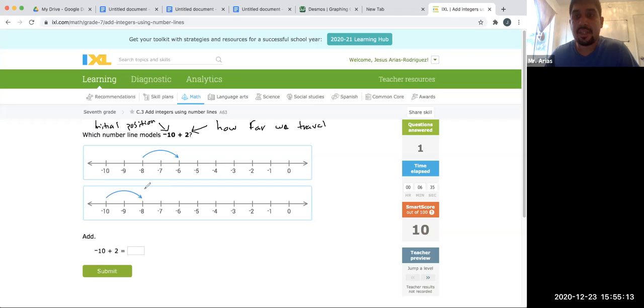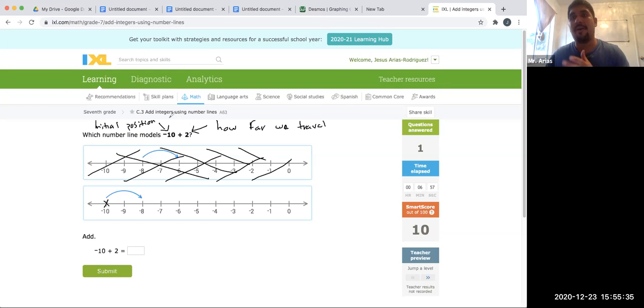The only graph that shows me the initial position as this -10 is the second one. So I can disregard automatically the first one. It's kind of like a pre-question that this example has. So in this case, I'll put a mark on the -10, and then that is my initial location, my initial position. Then the second integer is going to determine how far we move along the number line, which is basically right if that integer is positive, and we're going to be moving to the left if that integer is negative.